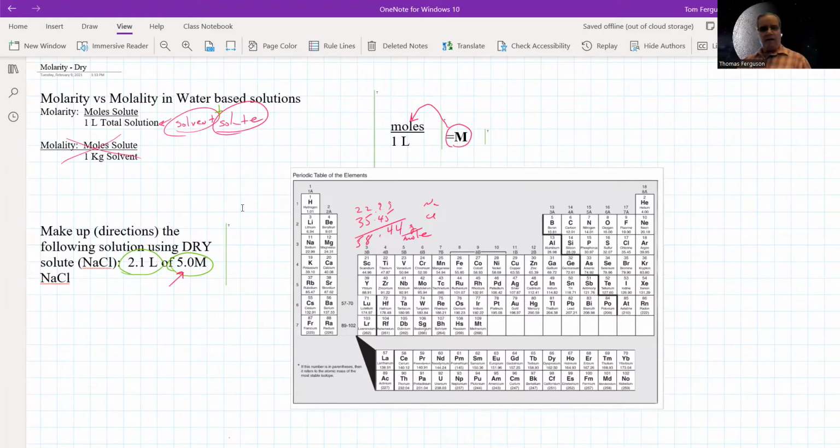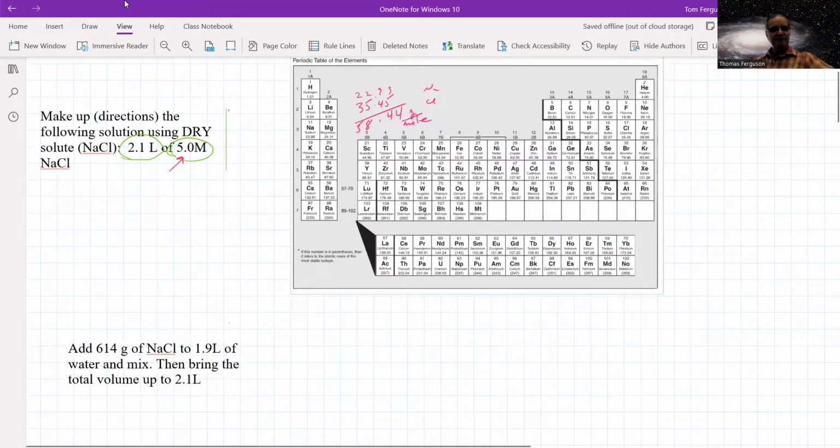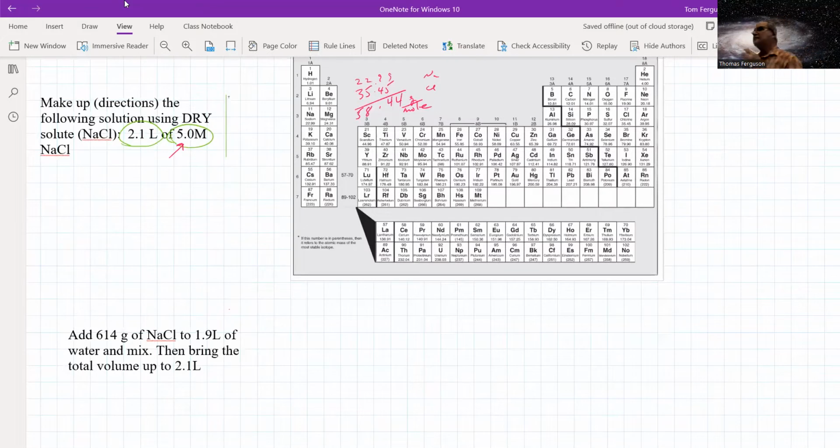Make up directions for the following solution using dry solute, sodium chloride, and I want 2.1 liters, and the concentration is 5.0 molar. Whenever you start with dry, it's a two-step problem. First of all, calculate how many grams you would need.